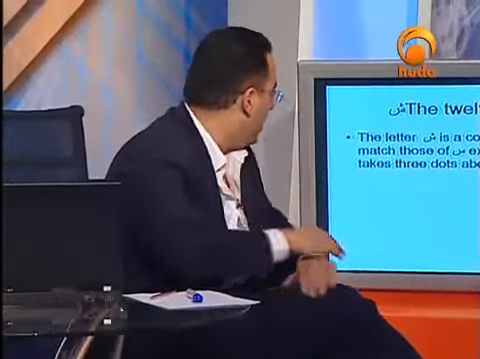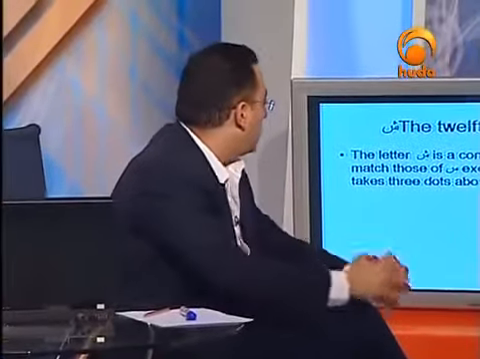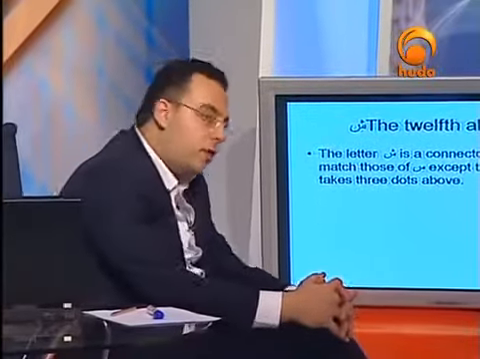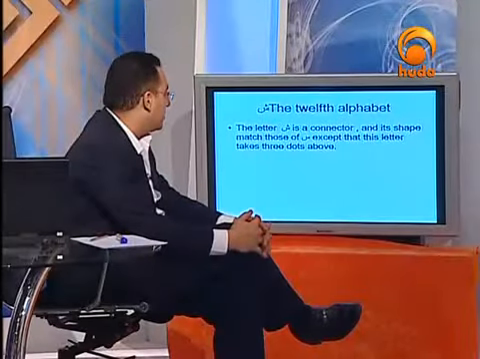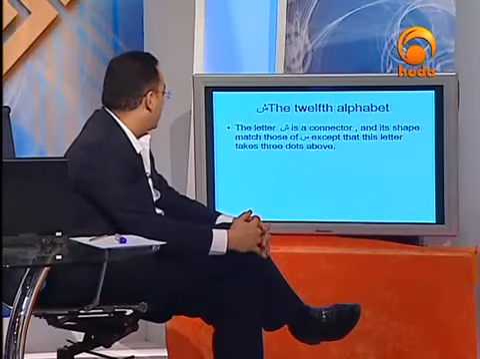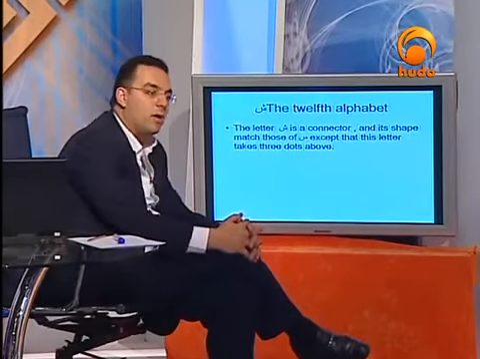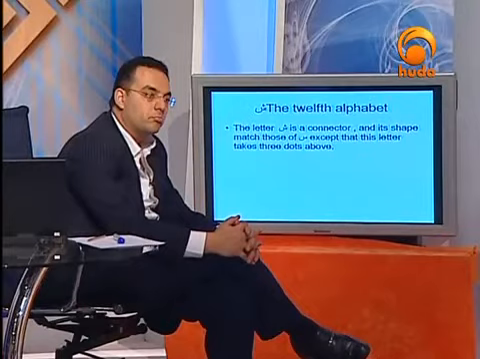Okay. Let's now move on here to Sha, and I would describe that the letter Sha is a connector. So this is the first feature for Sha. And its shape matches those of Sa, except that this letter takes 3 dots above. I think the first common thing you have realized is it's a connector, same as Sheen.